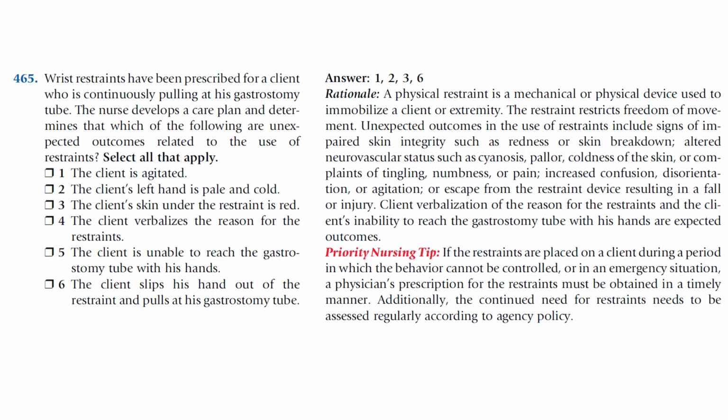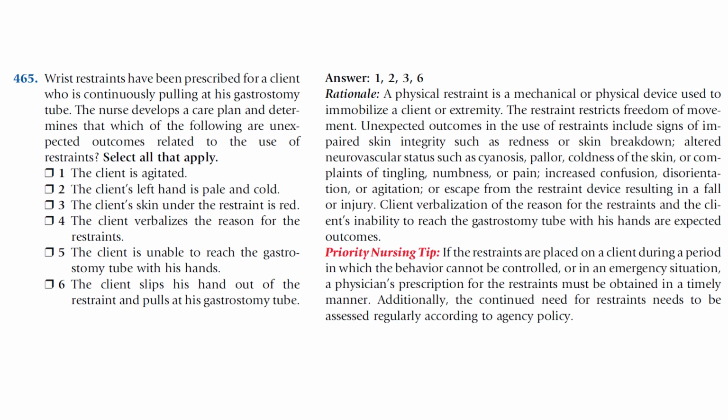1. The client is agitated. 2. The client's left hand is pale and cold. 3. The client's skin under the restraint is red. 4. The client verbalizes the reason for the restraints. 5. The client is unable to reach the gastrostomy tube with his hands. 6. The client slips his hand out of the restraint and pulls at his gastrostomy tube. Answer 1, 2, 3, 6.